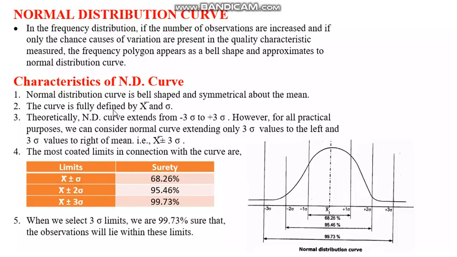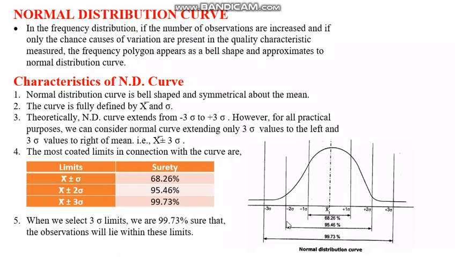Now the characteristics of the normal distribution curve are, it is bell-shaped and symmetrical about the mean. At the center we have the mean, this is the arithmetic mean, here x bar is shown, and it is symmetrical. That means the left hand side is the mirror image of the right hand side. The curve is fully defined by these two things, x bar, that is the arithmetic mean, and sigma, that is the standard deviation. If you know these two things, we can completely define the normal distribution curve.